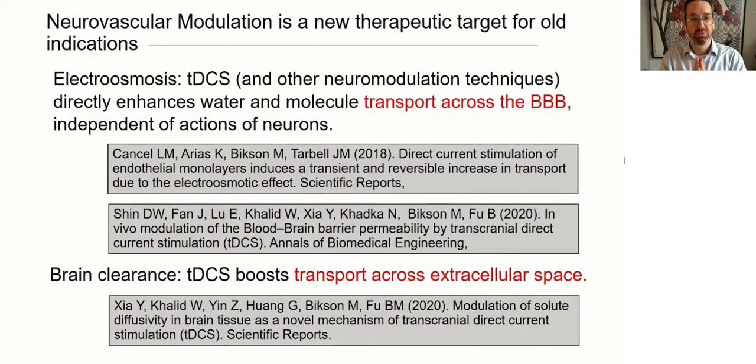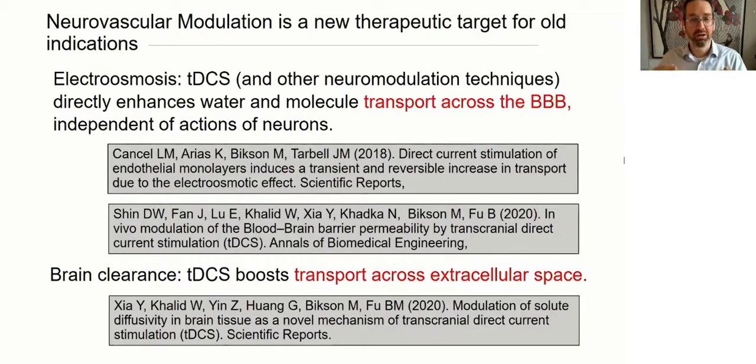In separate experiments, we've also shown that tDCS actually enhances diffusivity through the extracellular space. What this work and other work that we reference is telling us all together is that it's almost like tDCS flushes the brain. It boosts brain clearance in a way that I think no other technique can, or in a very particular way. And what I'm saying here is that this is a new therapeutic target for old indications.